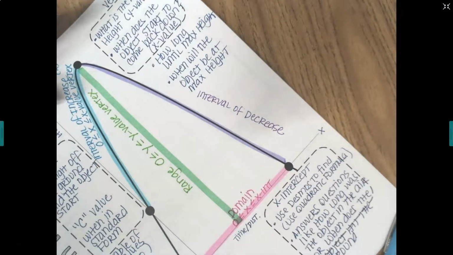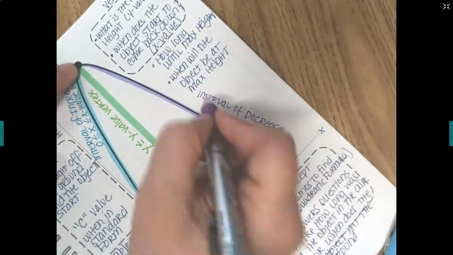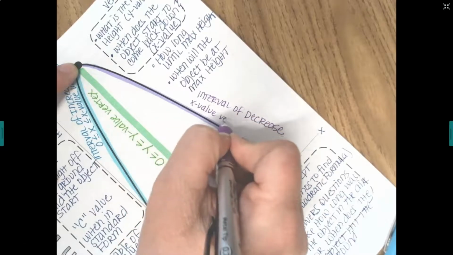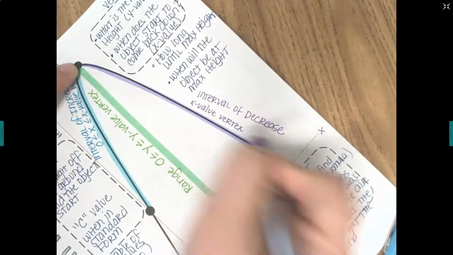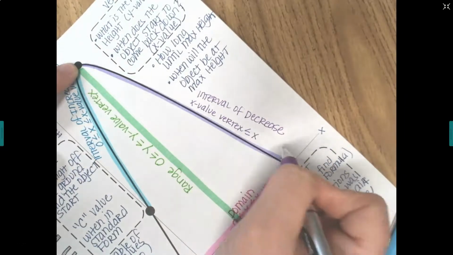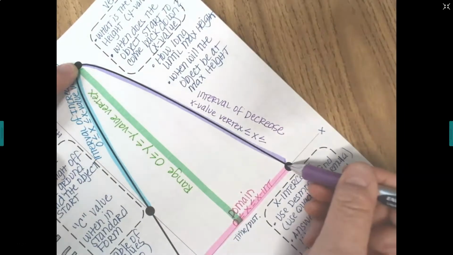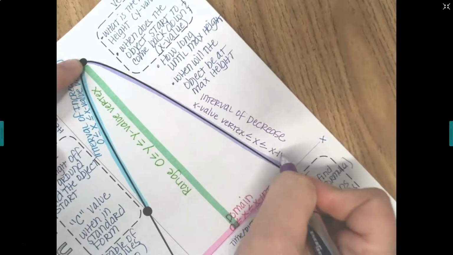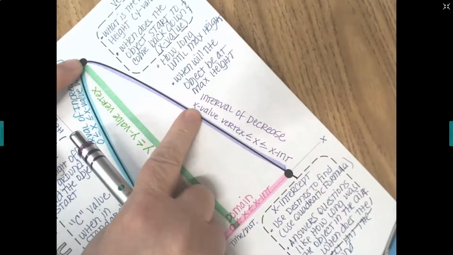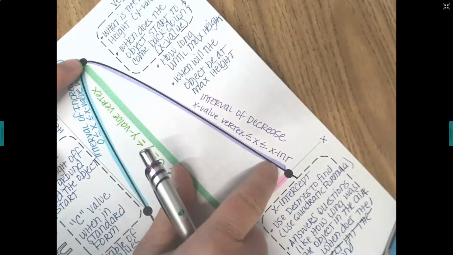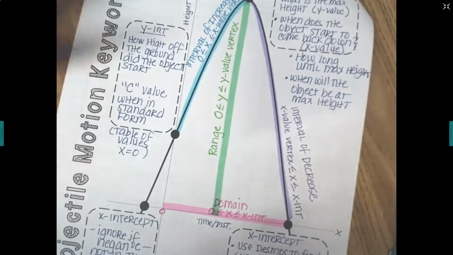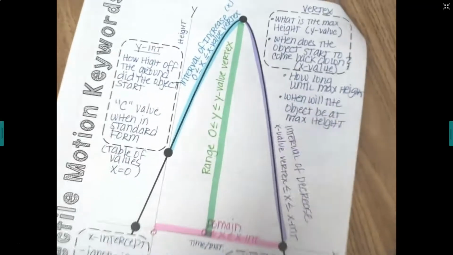Our interval of decrease, the graph starts going down at the vertex. So it goes from the x value of the vertex, and we are talking about x's, so we're going to put that in the middle, and it stops going down when it hits the ground. Well, that point is the x-intercept. So your interval of decrease will be from the x value of the vertex to the x-intercept, because that's when the activity stops.